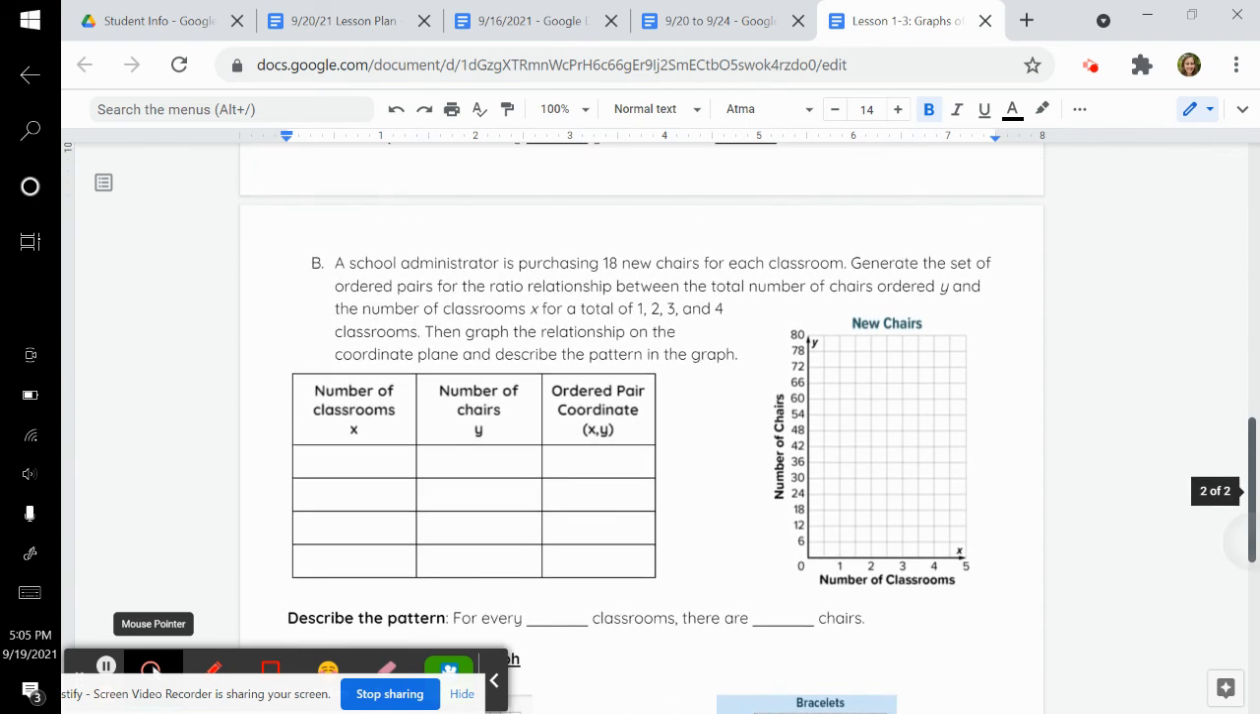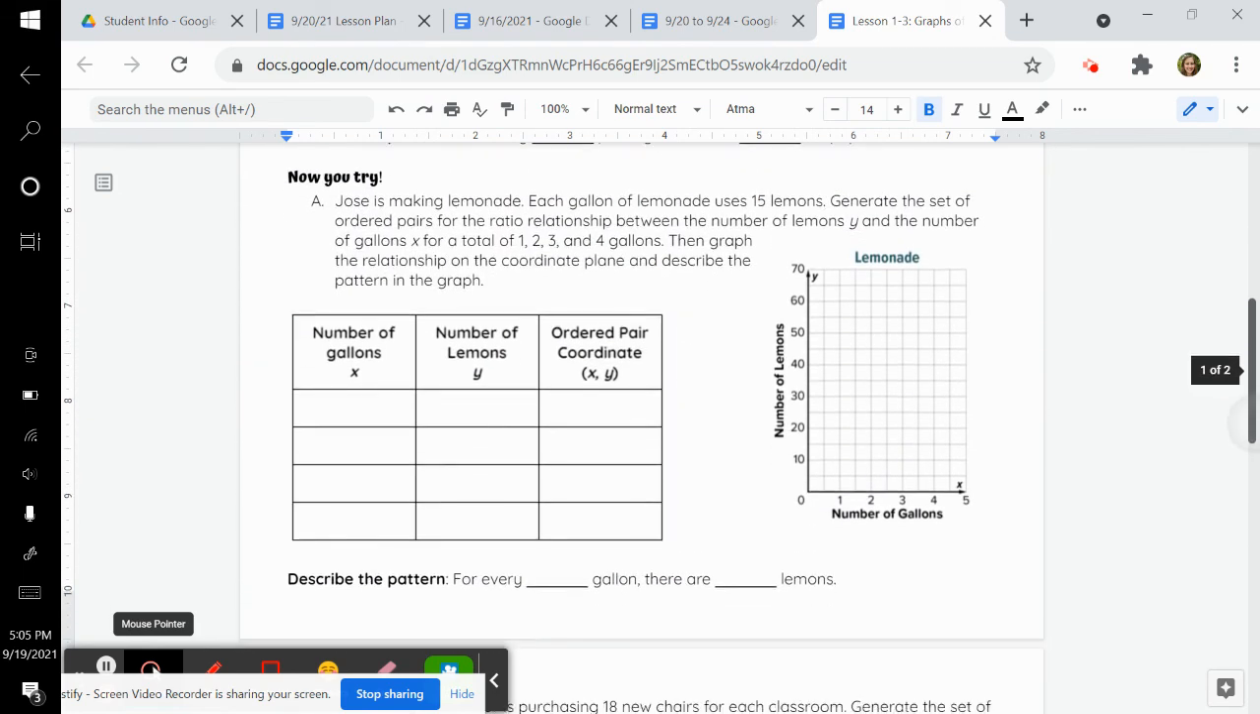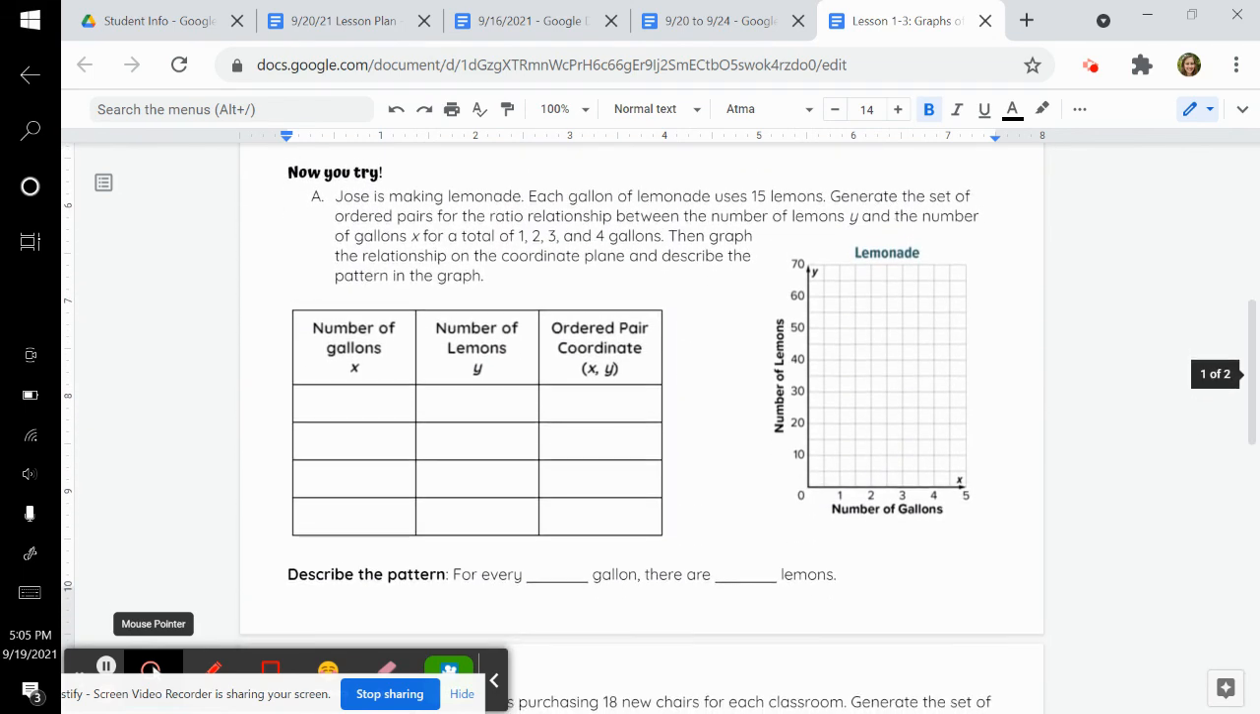And you're going to notice that when we're starting, our X values are all the same. So my hint to you for A is you are going to start with 1 gallon, 2 gallons, 3 gallons, and 4 gallons. And you're going to fill out the table like we did on example 1. You can use the example 1 to help you. Then you'll graph it, and then you'll describe the pattern.